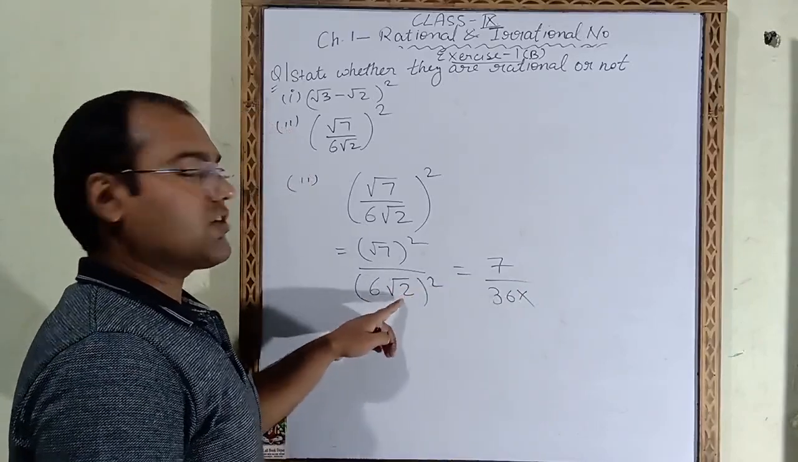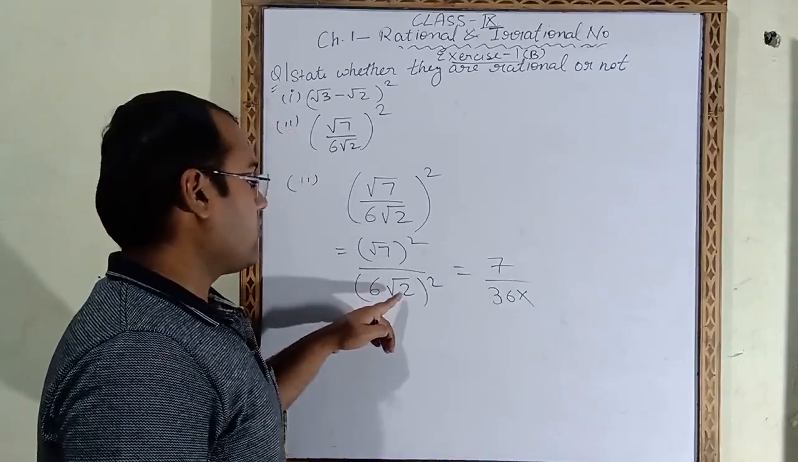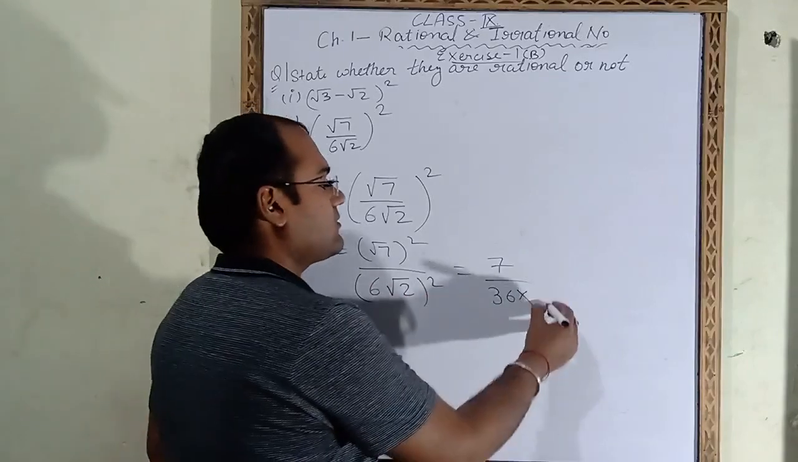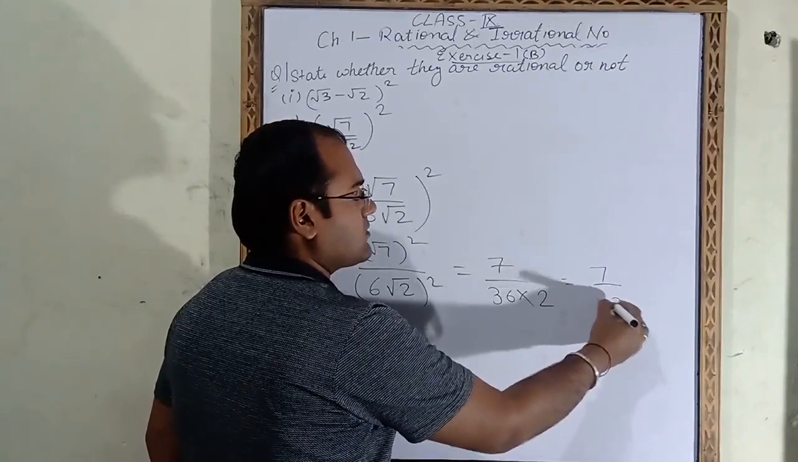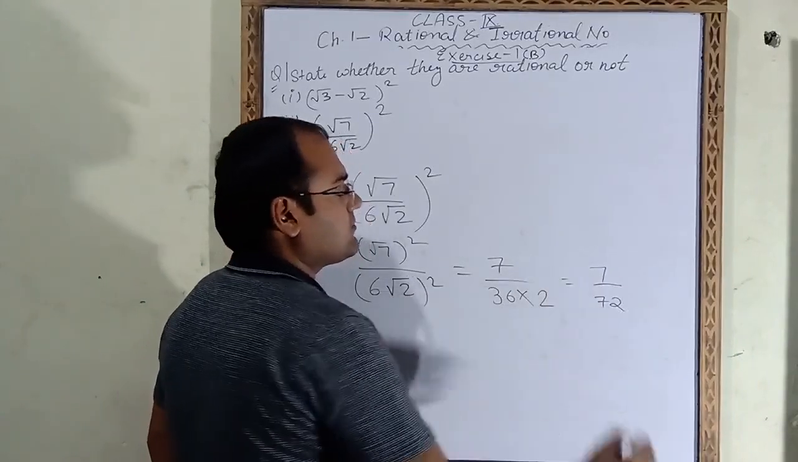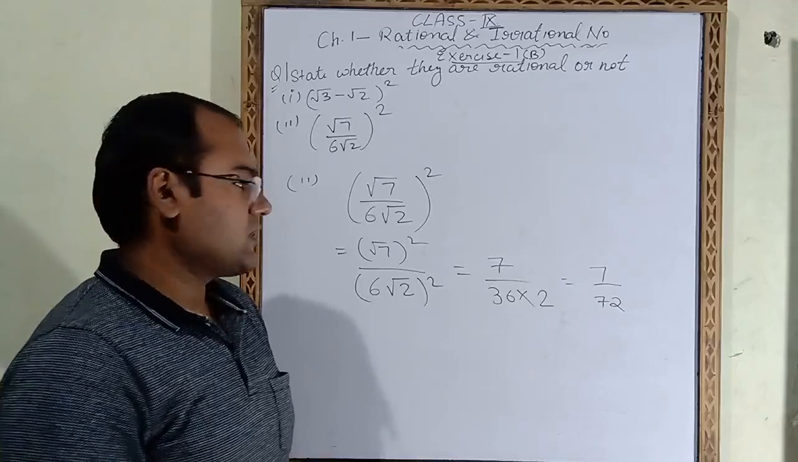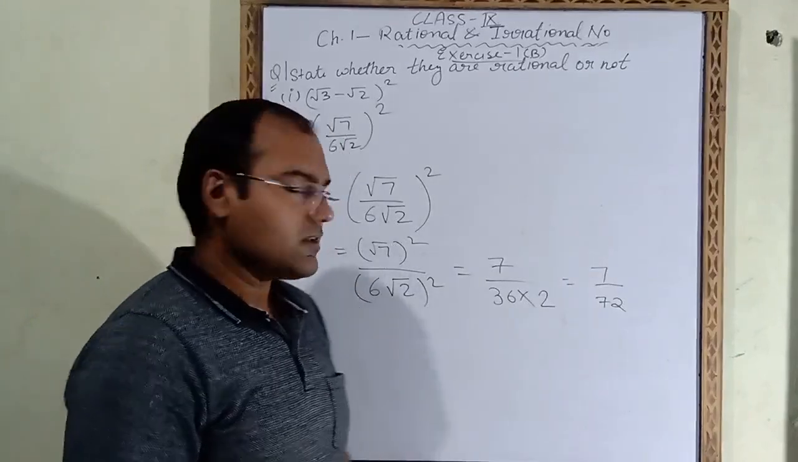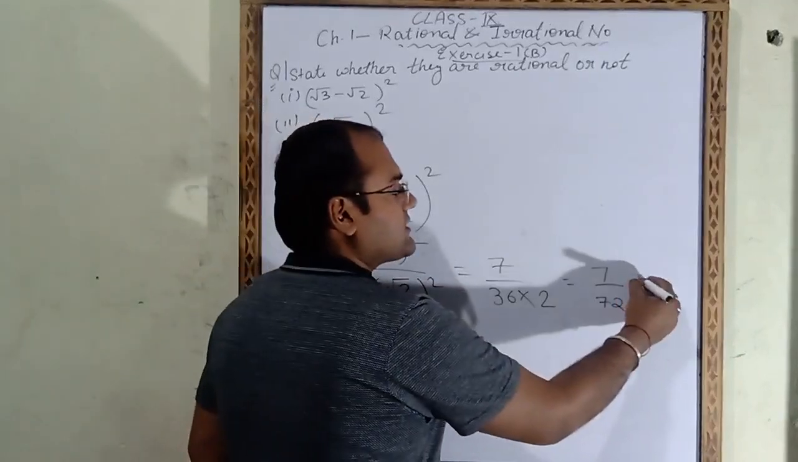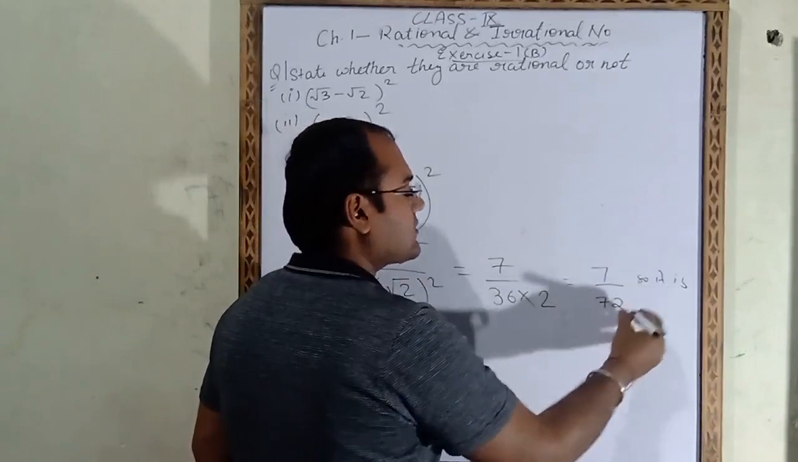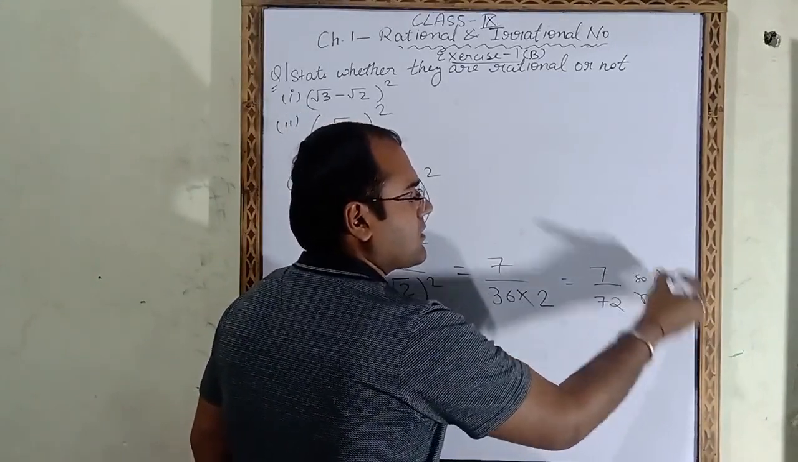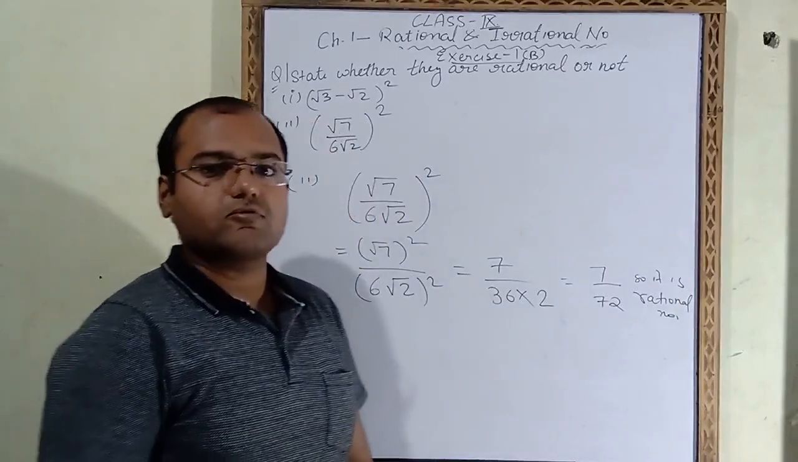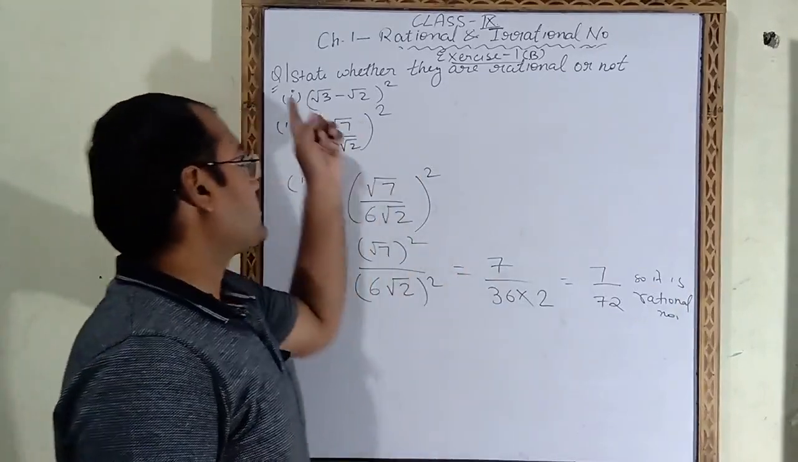Now this square we have to take on root 2 also. So root 2 square will be 2. That means 7 upon 72. This is in the form of a upon b. So it is rational number. So like this you have to solve all the parts of this first question.